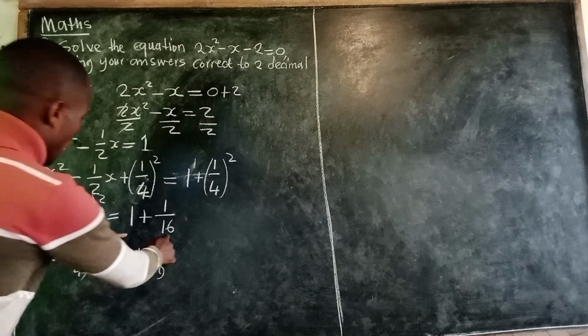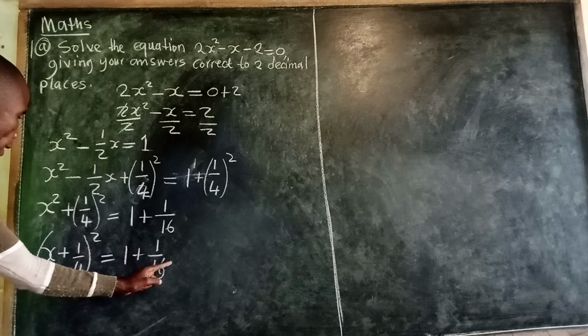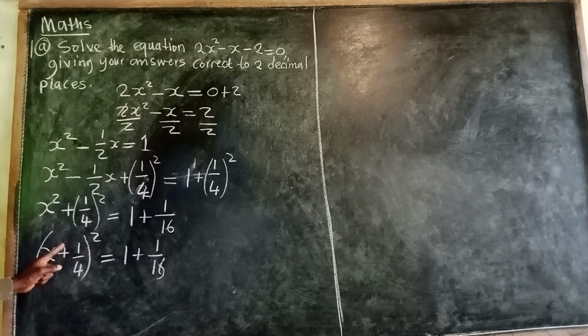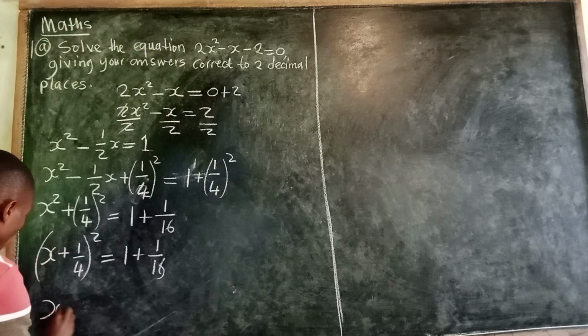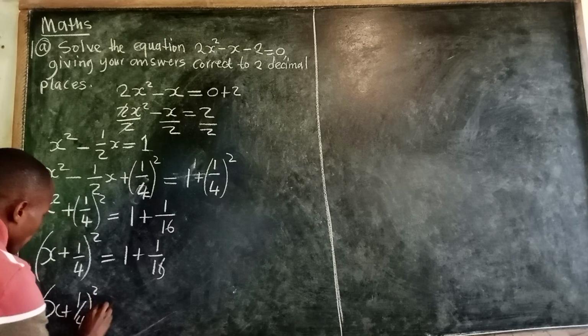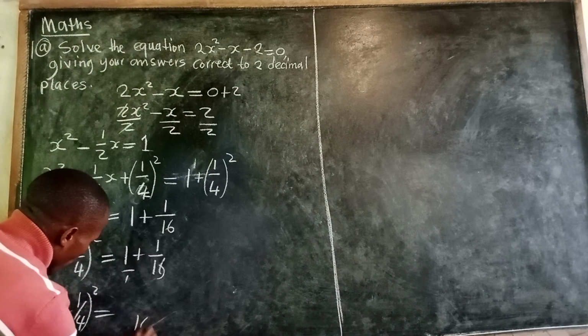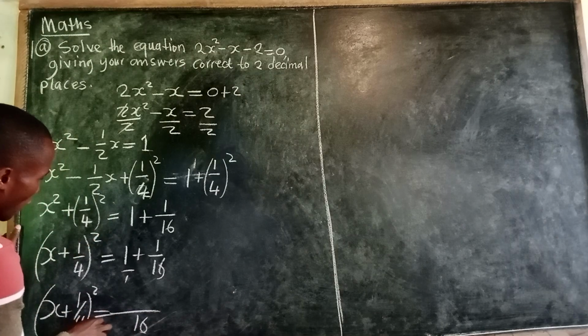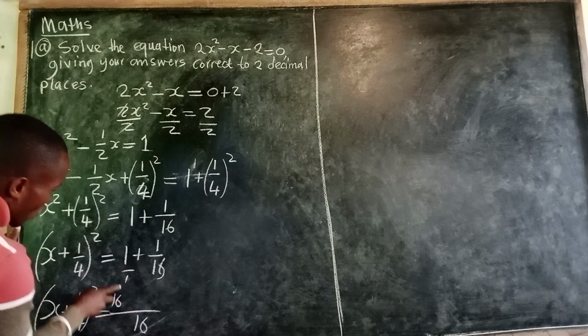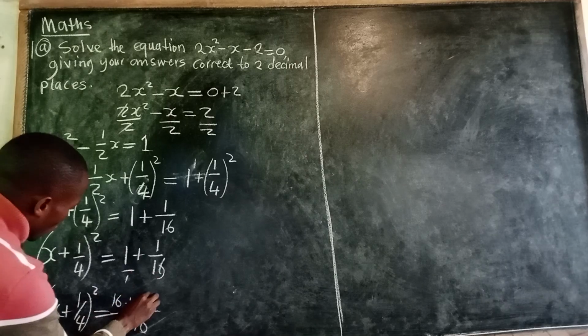First of all, let us evaluate this one. Then we come back to this one. This one, we'll just drop it down the way it is, then squared equals. What is our common denominator? It is 16. So 16 times 1 is 16, then plus 1 times 1, 1.